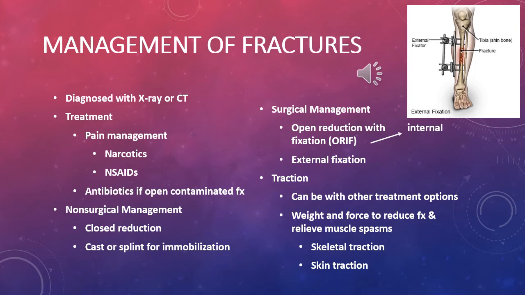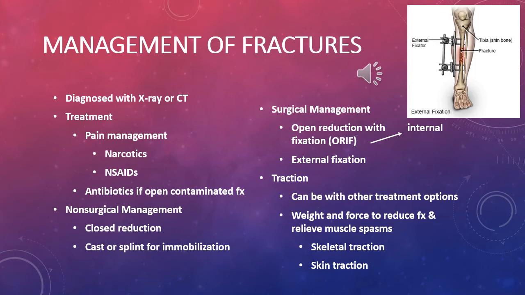The most common non-surgical management is a closed reduction, which is a procedure that lines up the ends of the broken bone and segments, and they're usually manually manipulated and realigned. After the closed reduction, there is a cast or splint placed onto the extremity to prevent any movement of the realigned bones.